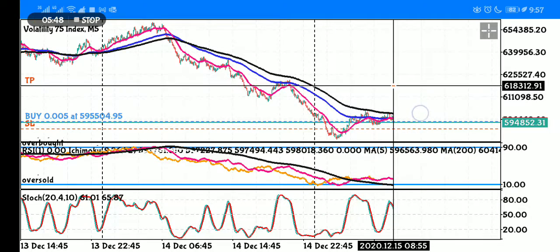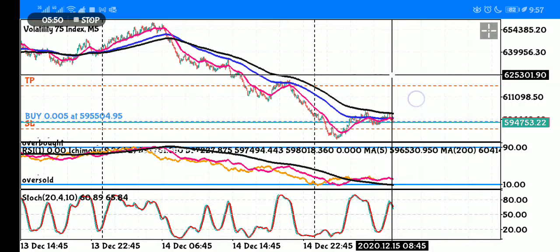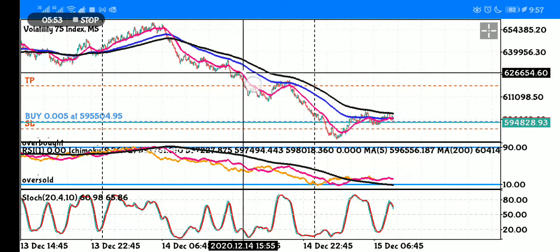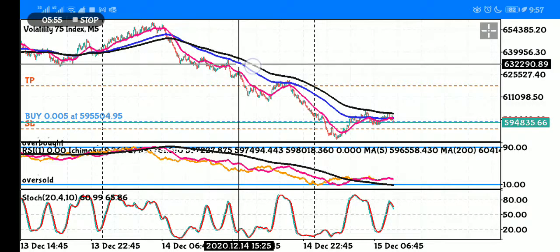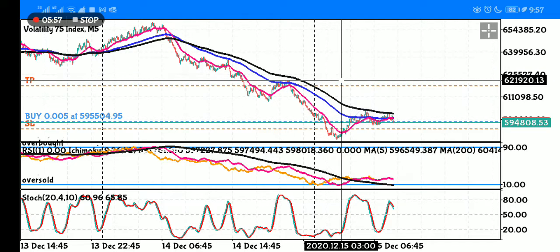You can use here as your profit. You can use here as your profit. You can also use here as your profit and use here as your profit. It depends on your risk level. So it depends on how much risk you can take.